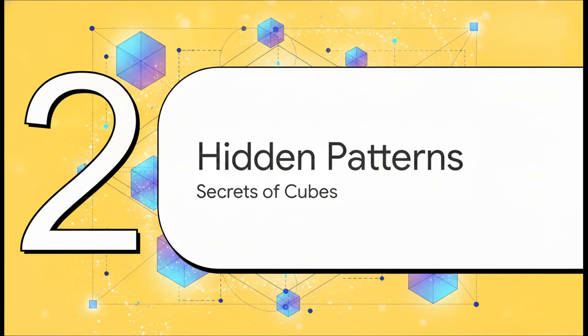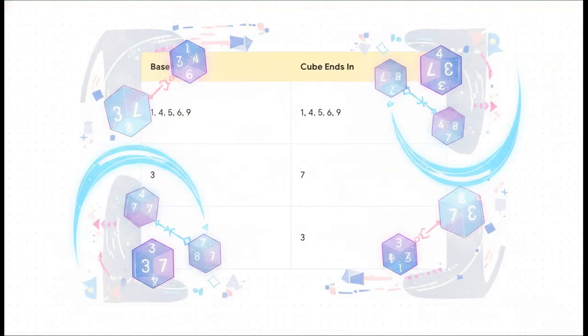Now that we know what a perfect cube is, things start to get really interesting. Because when you project numbers into 3D space like this, they leave behind fascinating hidden clues and patterns if we look closely enough. Now, what's really interesting about this is the incredible predictability of the last digit, the unit digit of any perfect cube. Check out this pattern.